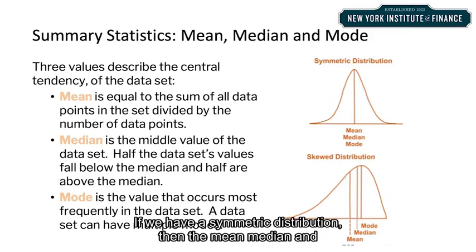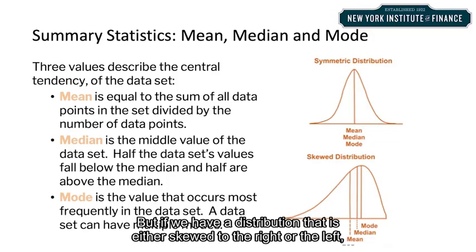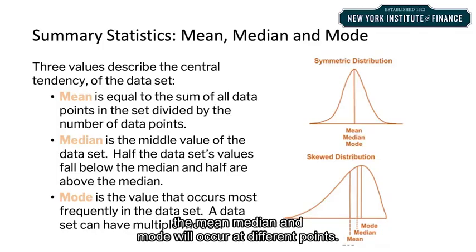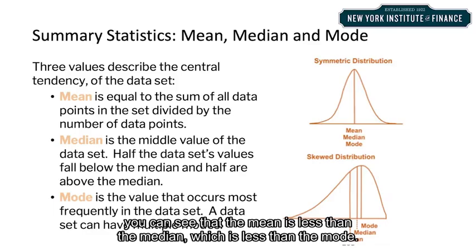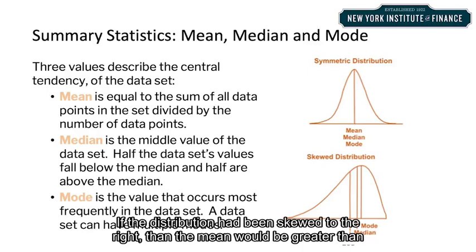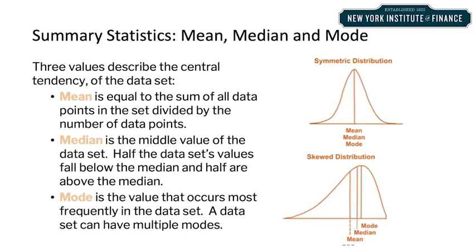If we have a symmetric distribution, then the mean, median, and mode all occur at the same point in the distribution. But if we have a distribution that is either skewed to the right or the left, the mean, median, and mode will occur at different points. The distribution shown is skewed to the left, and you can see that the mean is less than the median, which is less than the mode. If the distribution had been skewed to the right, then the mean would be greater than the median, which would be greater than the mode.